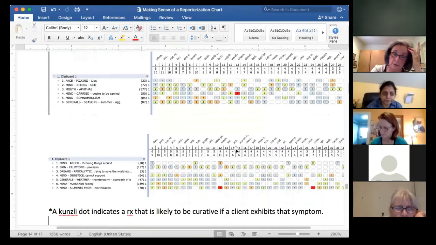Okay, so here's another one. We've got a 6. So if we just took the first 3, we've got a 6, a 5, and a 5. And then we've got a whole bunch of 5s. So there are a number of remedies that have shown up in 5 rubrics. And then, of course, we want to go back and look at those rubrics and say, well, which are the most characteristic?